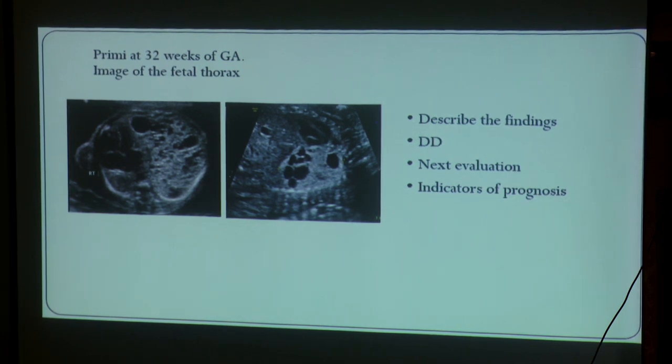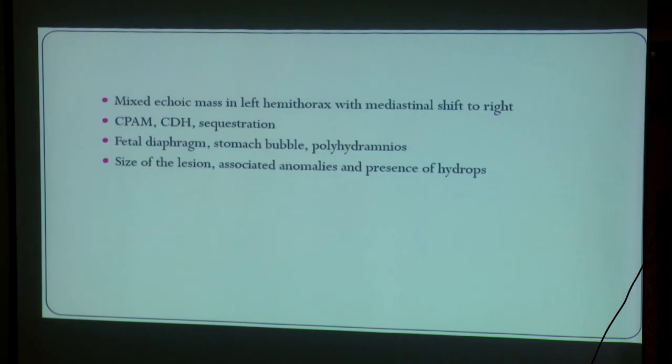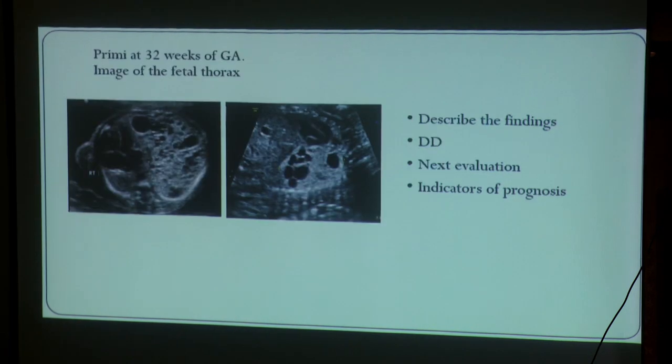Whenever we see cystic mass in the fetal thorax in ultrasound, the three common differentials will be CPAM, congenital pulmonary adenomatoid malformation, congenital diaphragmatic hernia, or sequestration. These three are the common possibilities. So when we find an echogenic mass, what will be the next evaluation? We have to look for the integrity of the fetal diaphragm, look for the stomach bubble, look for polyhydramnios association, also look for abnormal vascularity.